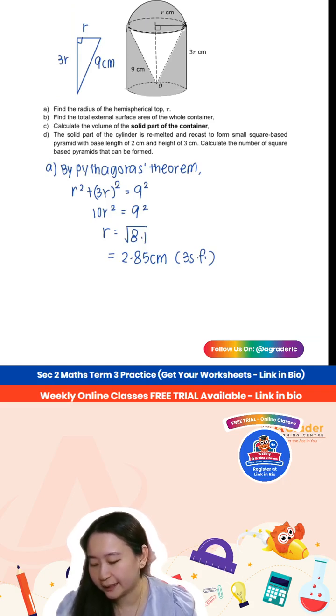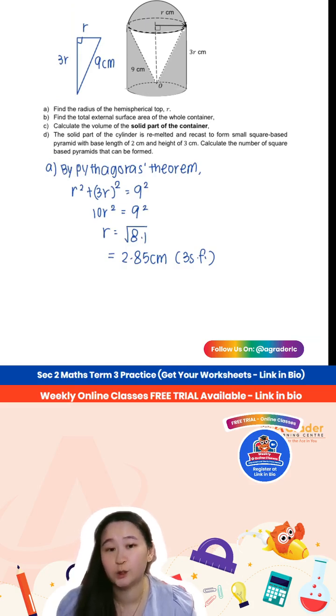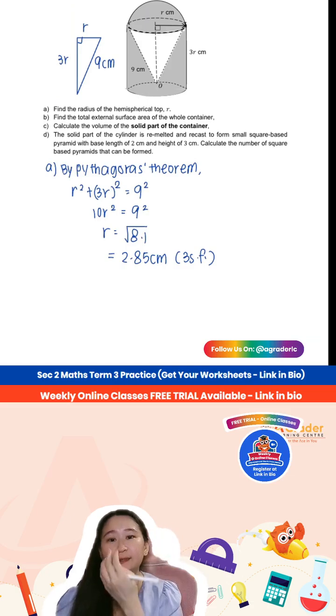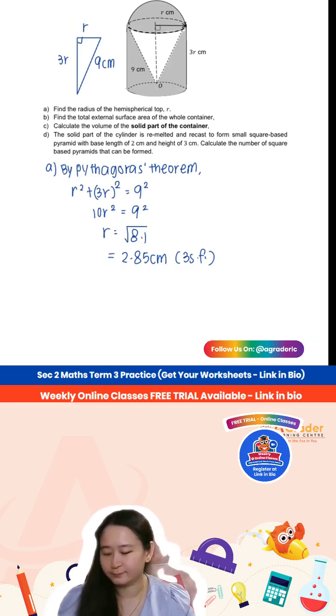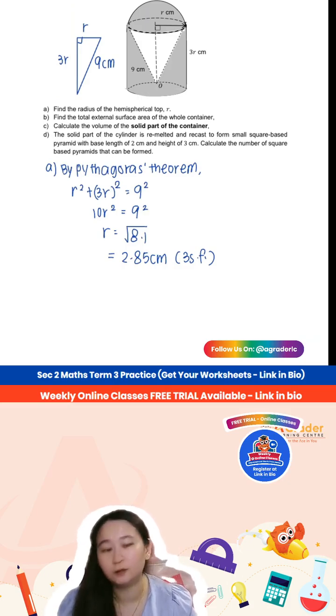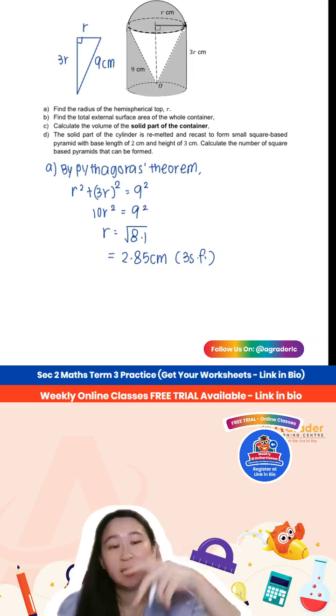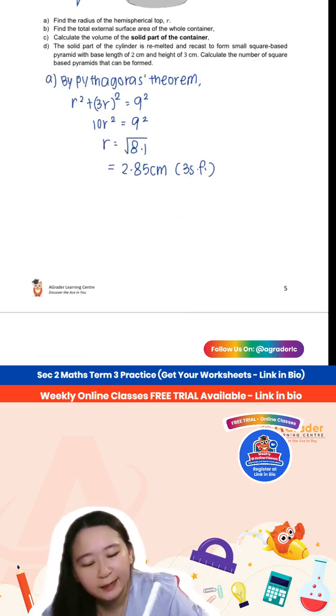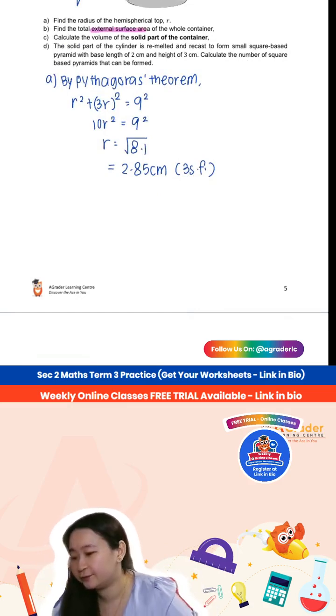Find the total external surface area of the whole container. So for the whole container, we have the surface area of the hemisphere, which is on top. We have the curved surface area of the cylinder, which is the side. We have the base area of the cylinder, which is a circle. Because it's covered, we are looking at the outer area only. They're asking for the external surface area.